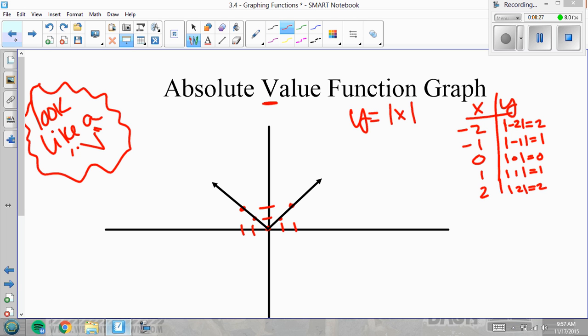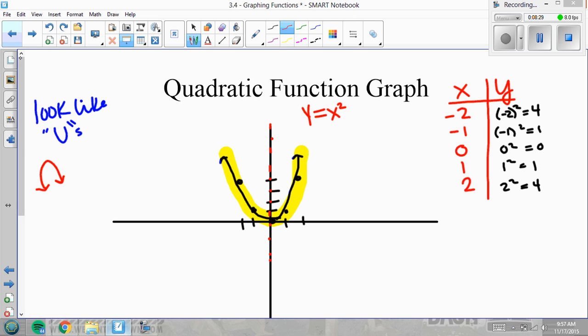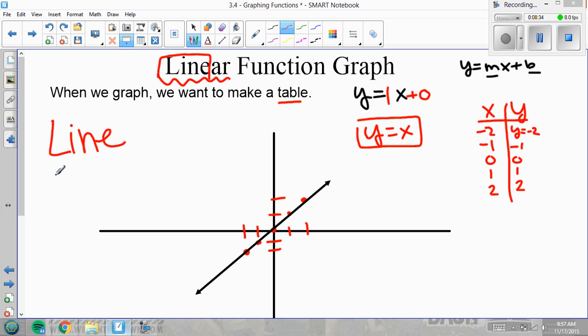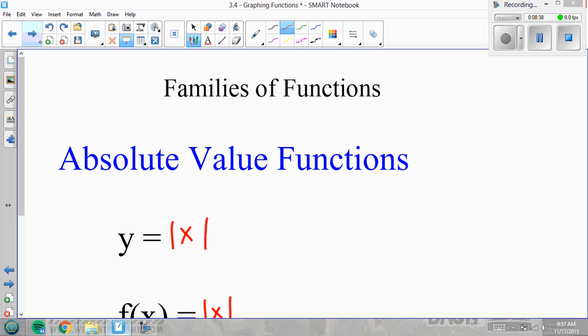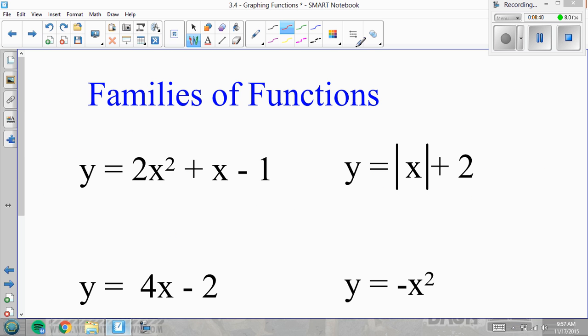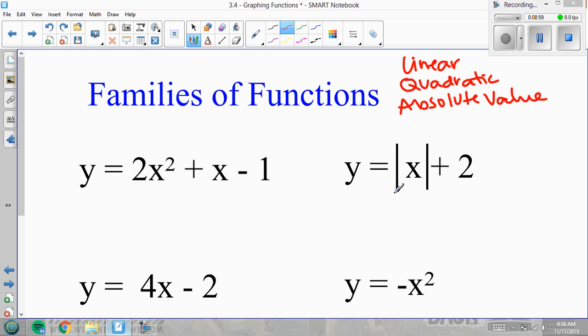So far we have a V, we have a U, and a straight line. Okay, so there's 3 different family functions we'll look at. So now we're going to classify. So you have linear, quadratic, and absolute value functions. So we're going to determine which type these 4 are.